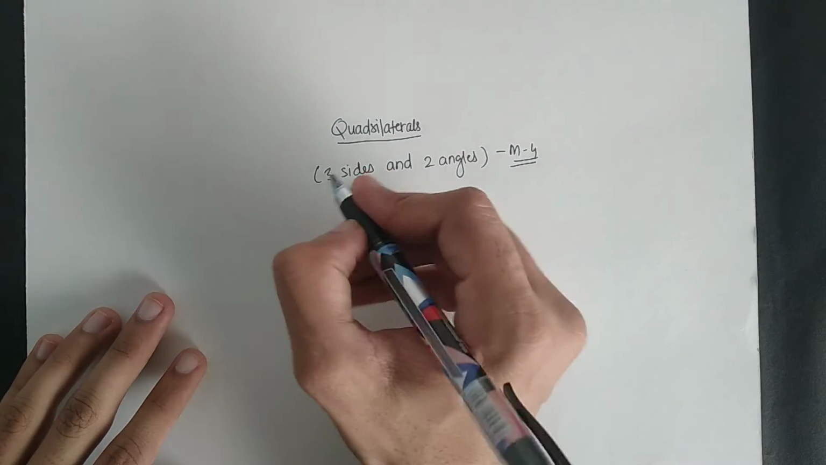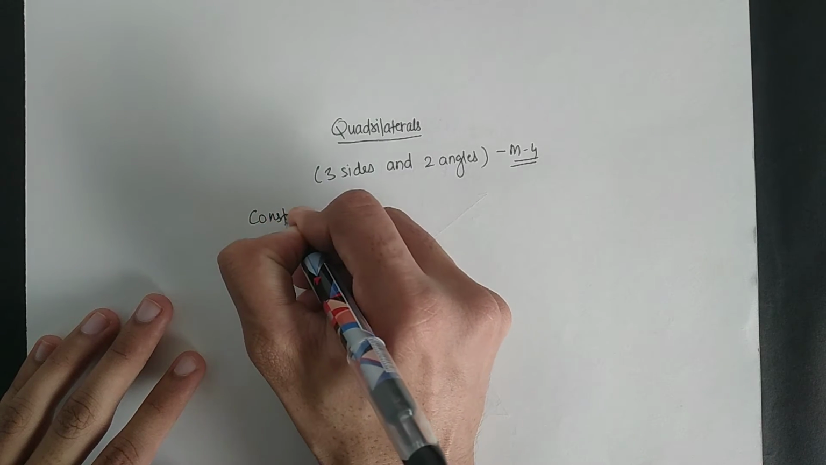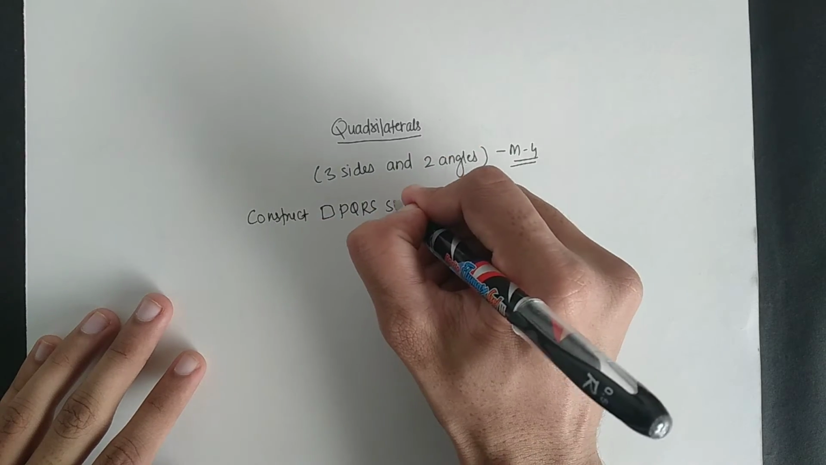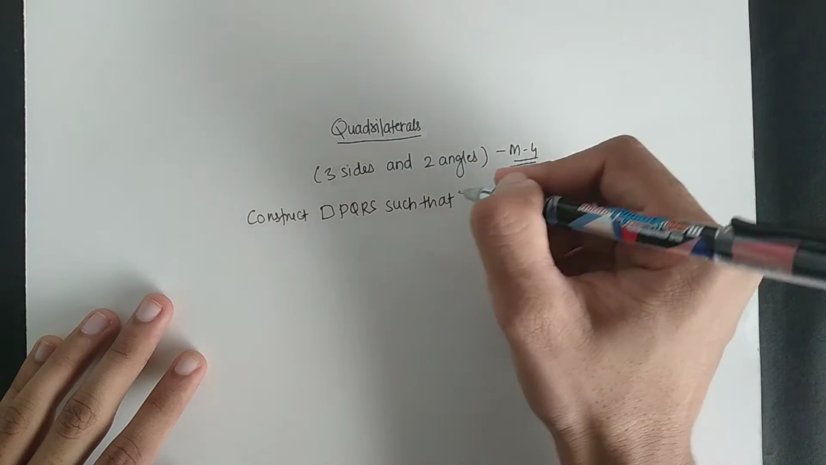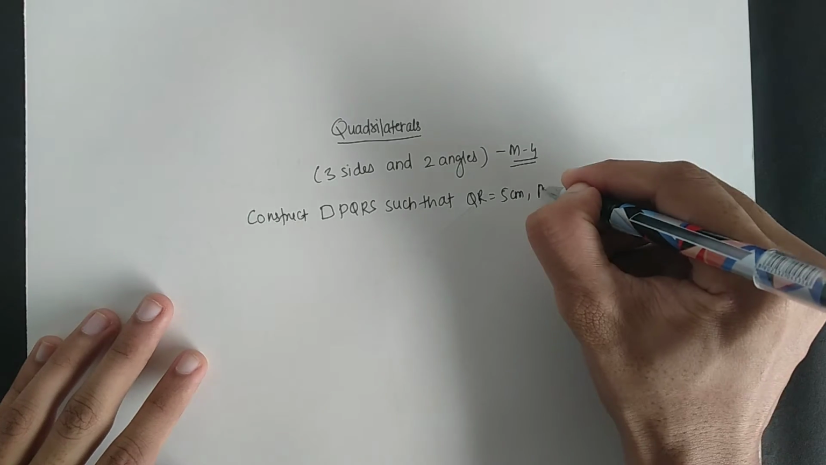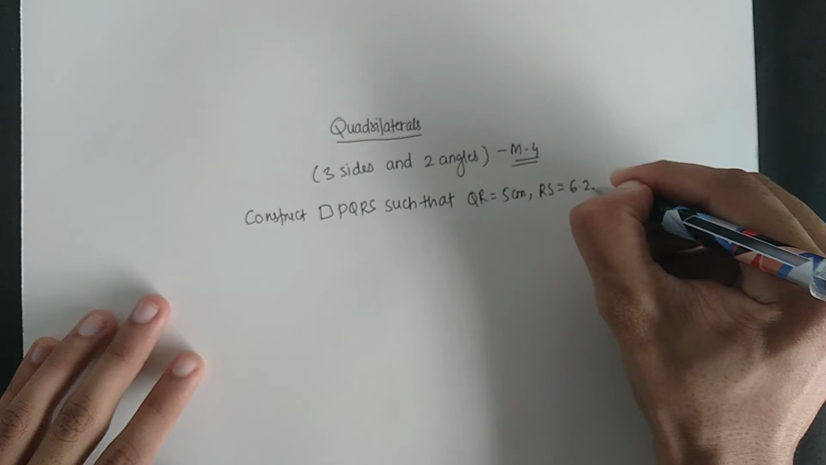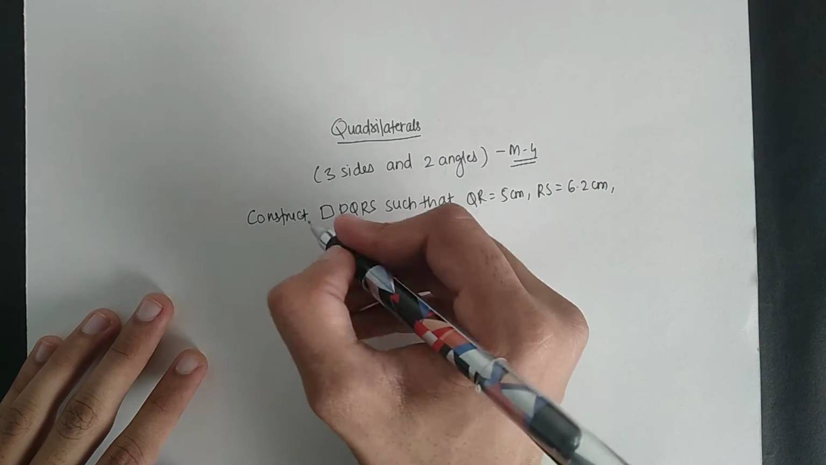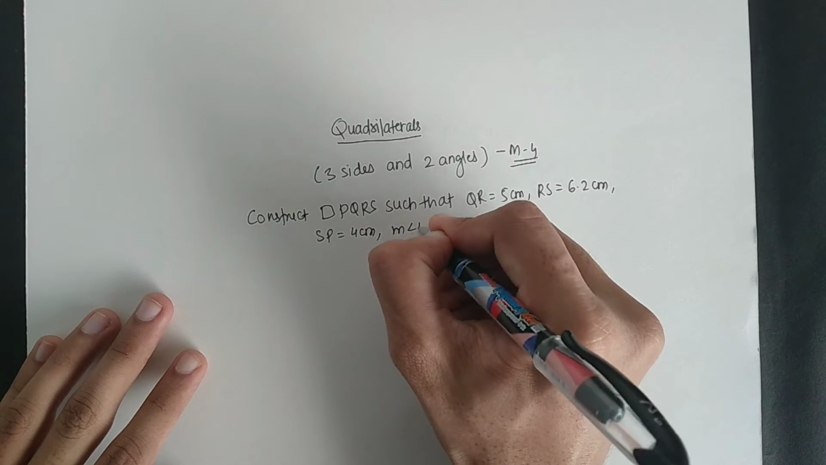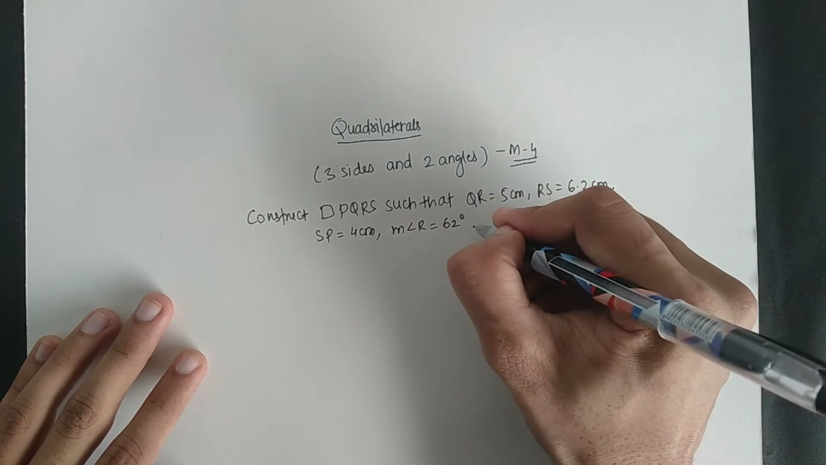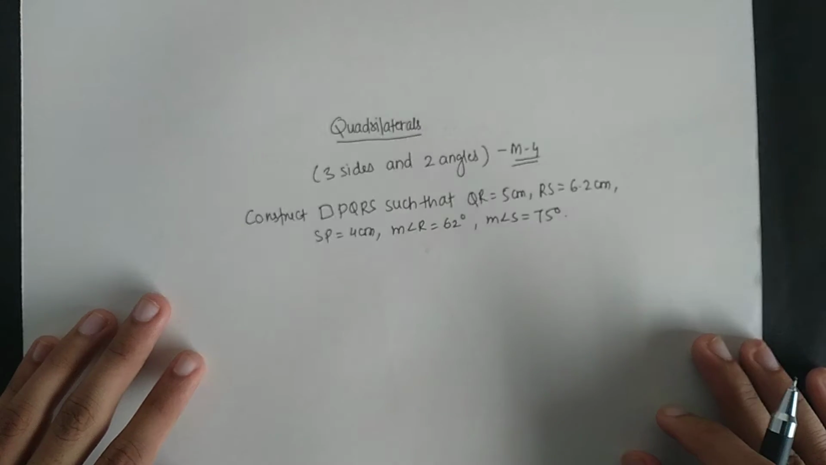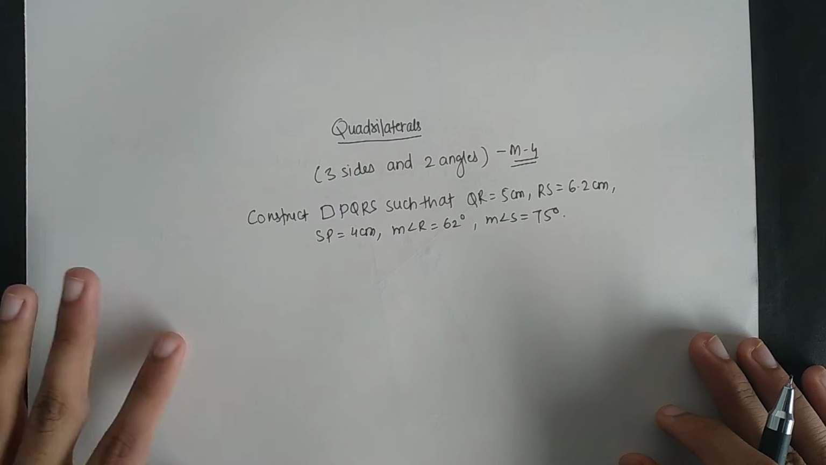So I will write down the question first. The question is: construct quadrilateral PQRS such that QR is equal to 5 centimeter, RS is equal to 6.2 centimeter, SP is equal to 4 centimeter, measure of angle R is given to us, which is 62 degrees, and measure of angle S is given to us, which is 75 degrees. So let us see how we can construct this quadrilateral.